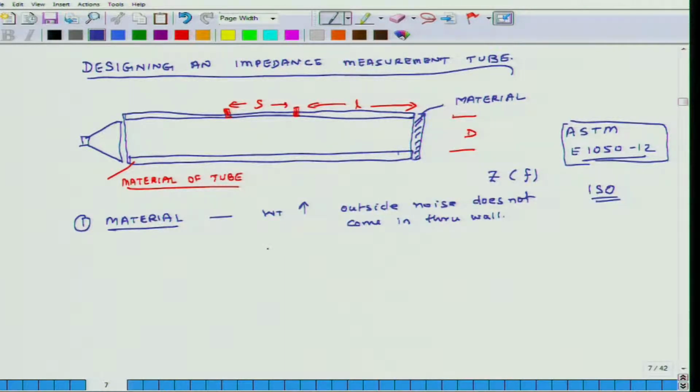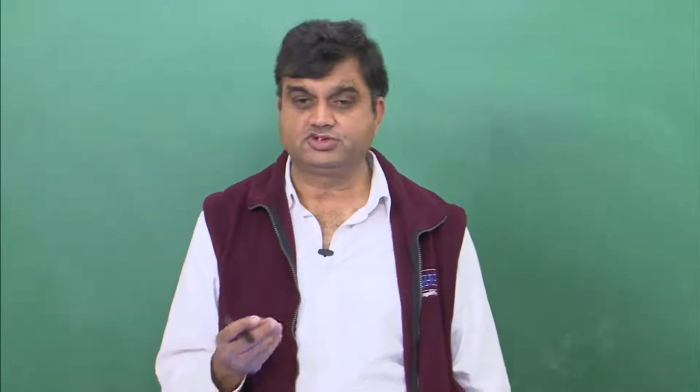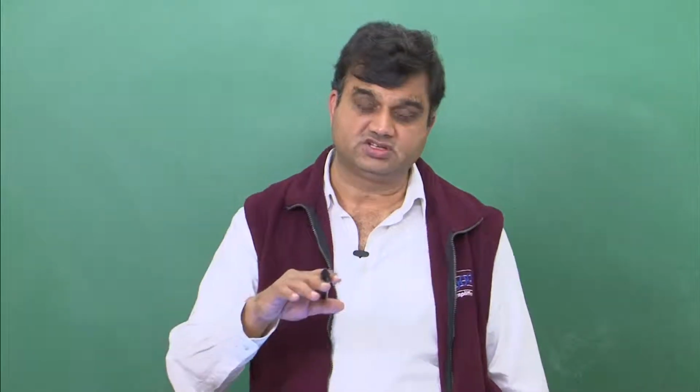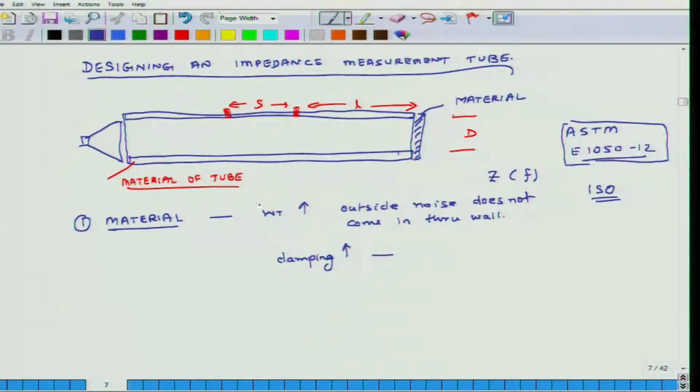The second thing is that the material should be chosen such that its damping is high. Why is that? Because when sound is being generated in this, the walls of the tube may also get excited and vibrate, and they may generate their own noise, and we want that kind of noise to damp out as fast as possible. So this damping is to reduce the confusion or noise due to the sound which will get generated due to excitation of vibrations of the tube itself.